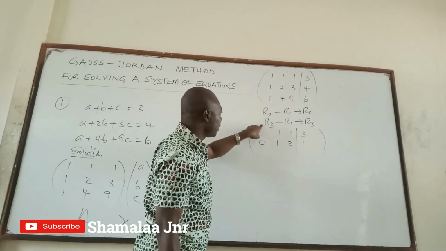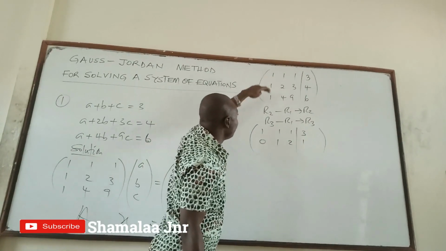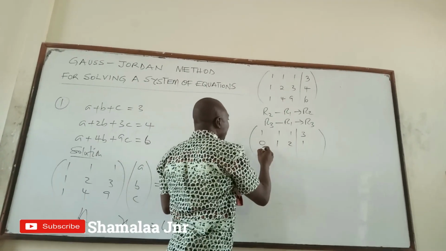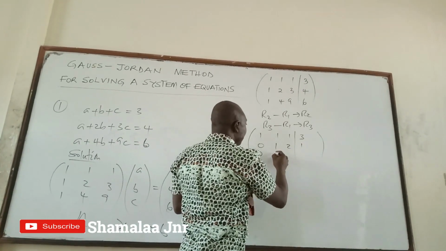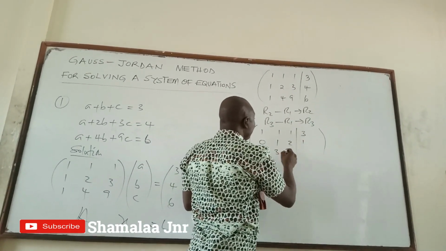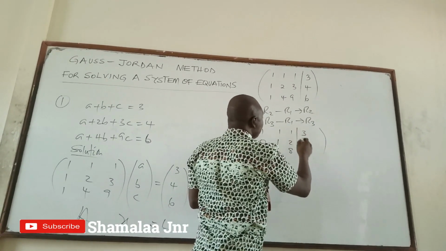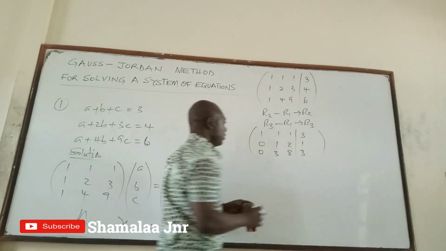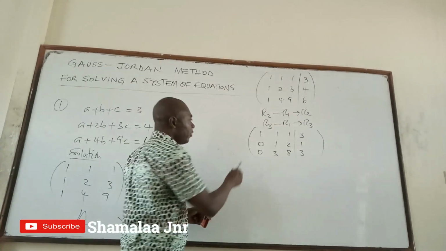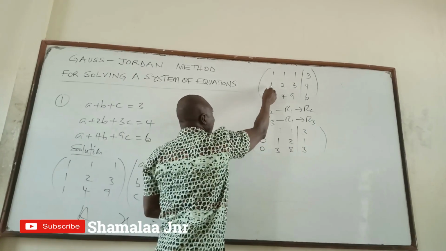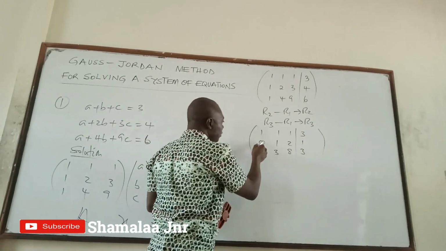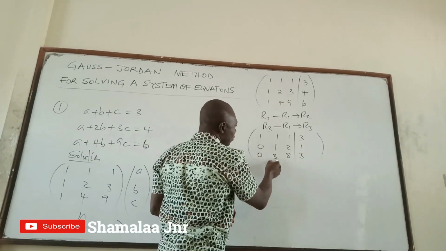Now to get row 3, you subtract row 1 from it. So 1 minus 1 is 0. 4 minus 1 is 3. 9 minus 1 is 8. 6 minus 3 is 3. So you have it this way. You see that I'm going to change this one to 0, this one to 0. So 0, 0.